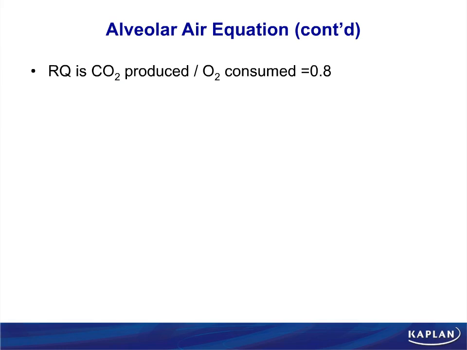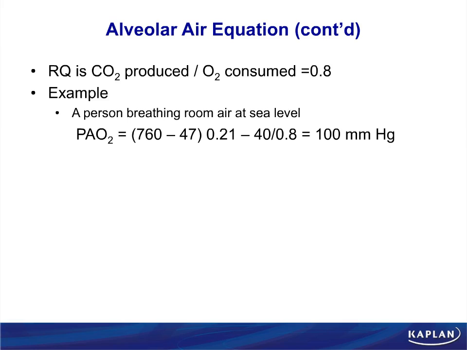Last part of the alveolar air equation is RQ. RQ is the amount or the moles of CO2 produced for the amount of oxygen consumed. Normal level is 0.8. All right, so let's put forth an example. Person breathing room air at sea level. So that's 760 millimeters of mercury minus 47, that's 713, times fractional concentration of oxygen, 0.21, minus the normal CO2 of 40 divided by 0.8. If you calculate all that out, you get 100 millimeters of mercury.